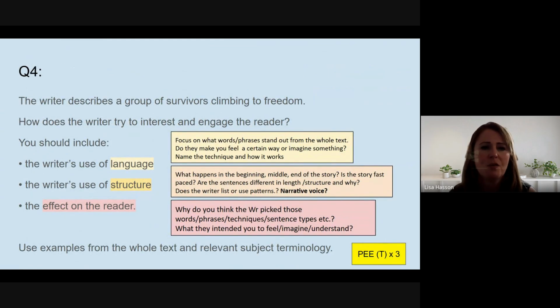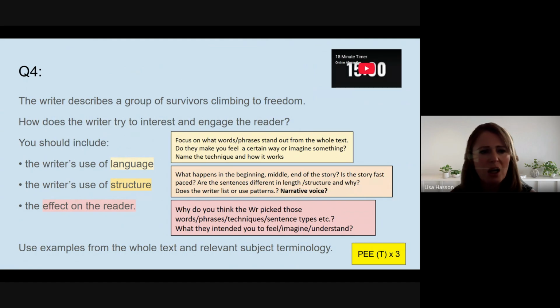Okay, now we're going to move on to question 4. Question 4 is our one and only nod to structure on this paper and indeed across the whole of the 2 papers on Pearson 2.0. And this question says the writer describes a group of survivors climbing to freedom. That's the only part that's different on this question, season to season. The rest of it from this point onwards is exactly the same and will be exactly the same for those of you who are sitting in 2026 for your June the 5th paper.